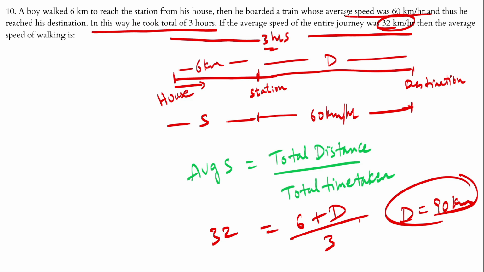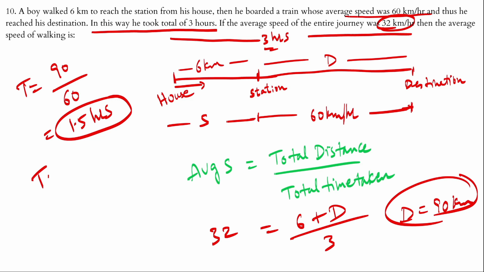So if d is equal to 90, then we can calculate time. Time is equal to distance by speed. So distance by speed is 90 by 60, in this case from station to destination. So time is 1.5 hours. Time to cover from station to destination is 1.5 hours.